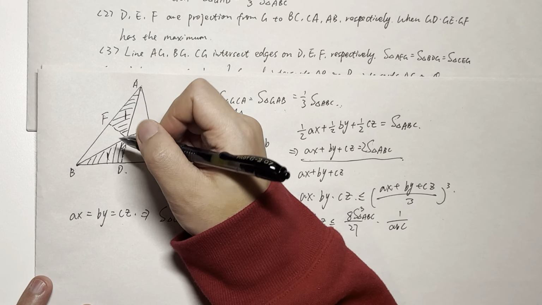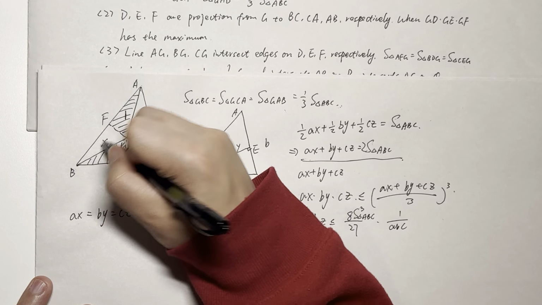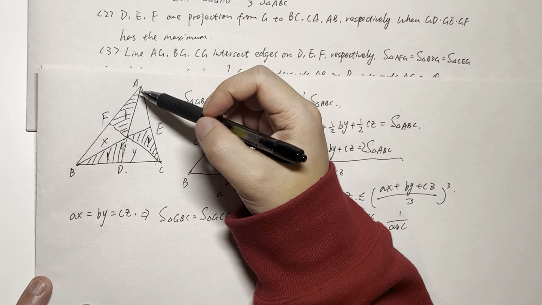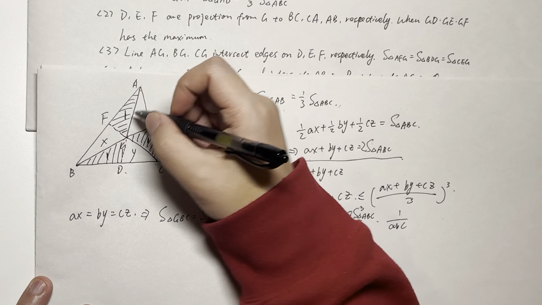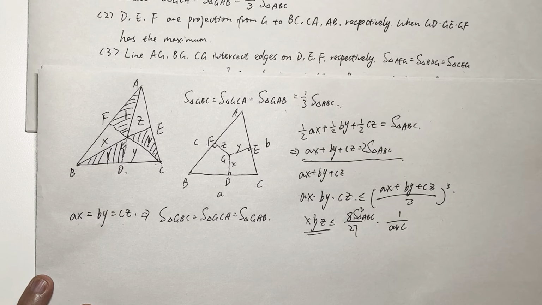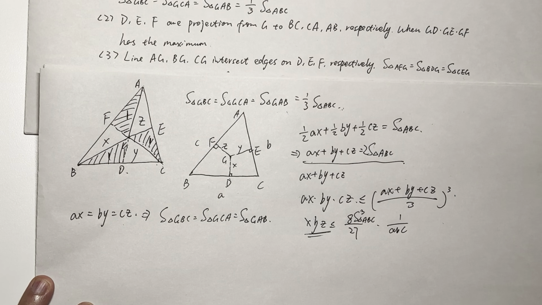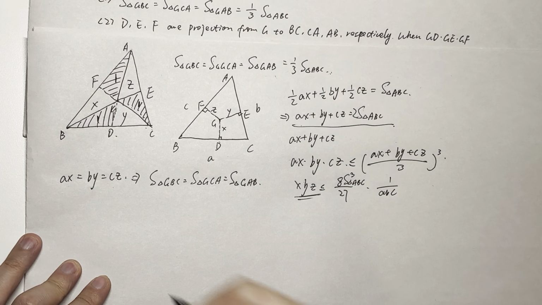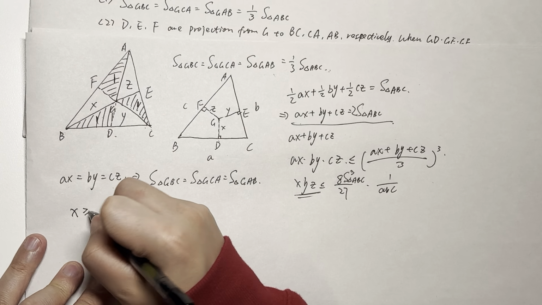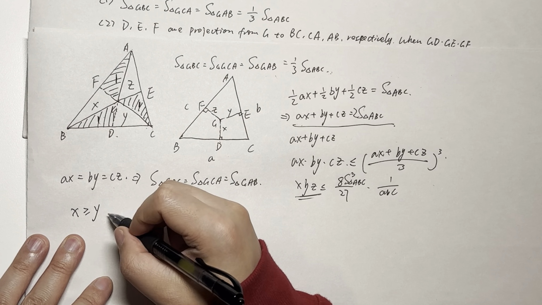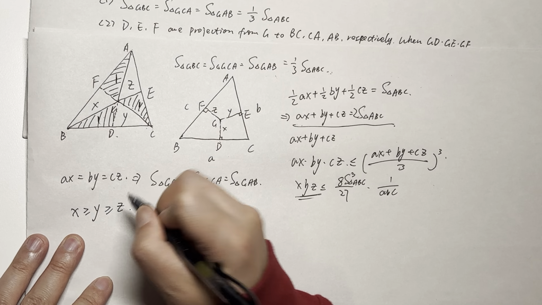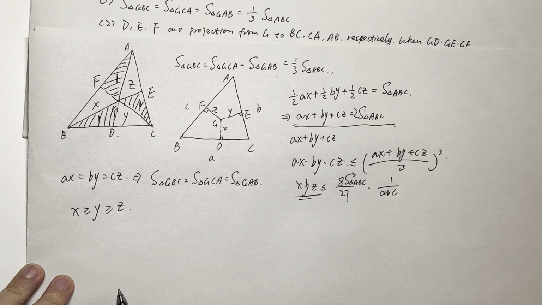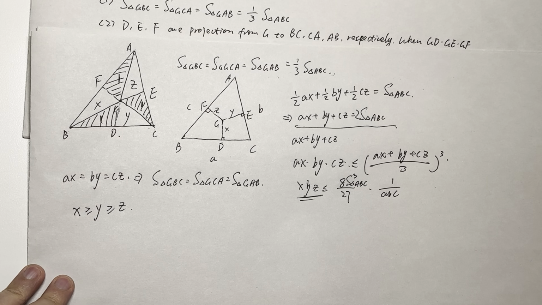And the area of BFG would be X. The area of CDG would be Y. The area of AEG would be Z, right? Because this is kind of symmetrical, we can make the following assumption that X is larger than or equal to Y and larger than or equal to Z, right? Once X, Y, Z are all equal, then we have directly proved it, right?